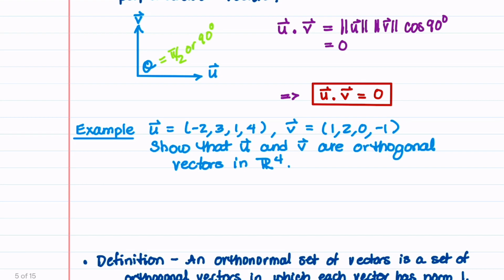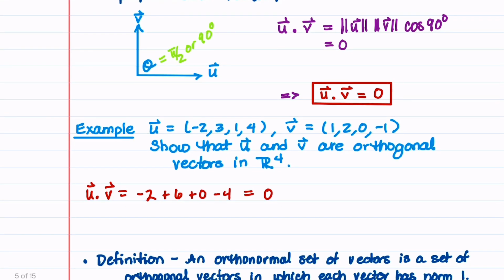Let's now do an example. We're given u and v, and we're asked to show that u and v are orthogonal vectors in R4. So all we're going to have to do is take the dot product and see if it's equal to 0. Let's go ahead and do that. U dot v is going to be minus 2 times 1, which is minus 2. 3 times 2 is 6. 1 times 0 gives us 0. And then lastly, 4 times negative 1 is minus 4. And we see that that adds up to 0. So they are orthogonal.